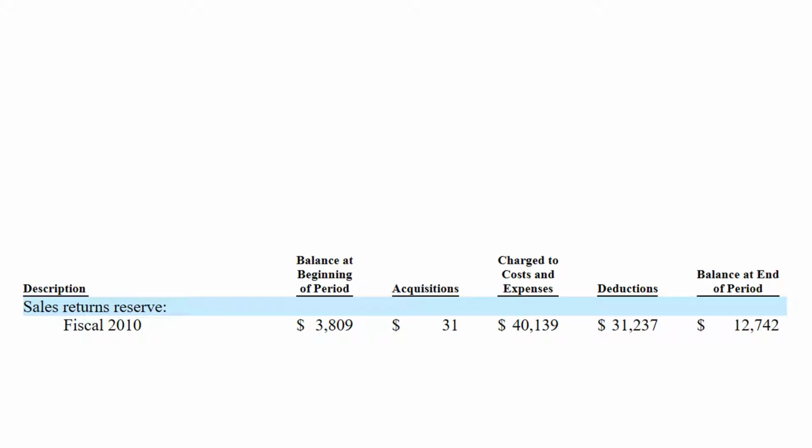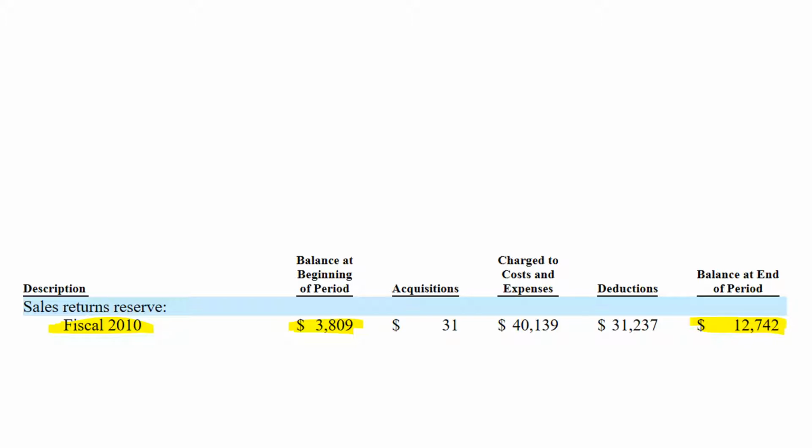When we look at this slide, we can see that it's a single line item, and this line item was taken directly from the 10K for fiscal year 2010. Crazy. If we look at the beginning balance, we can see that it is 3,809, and the ending balance is 12,742.